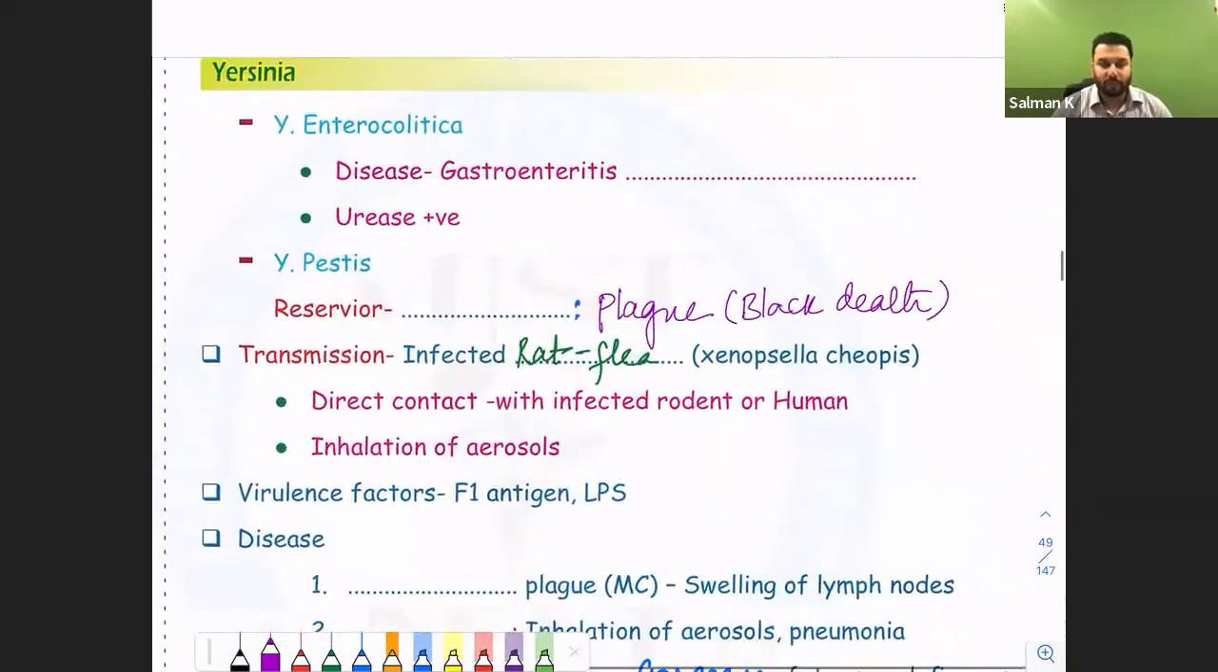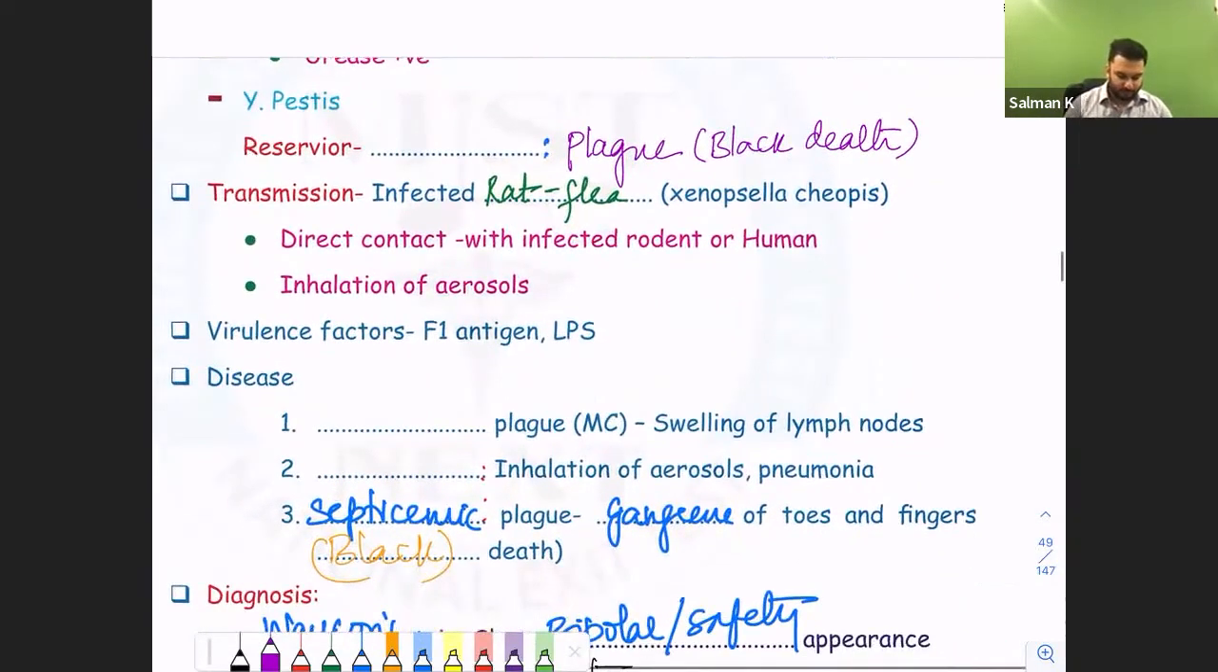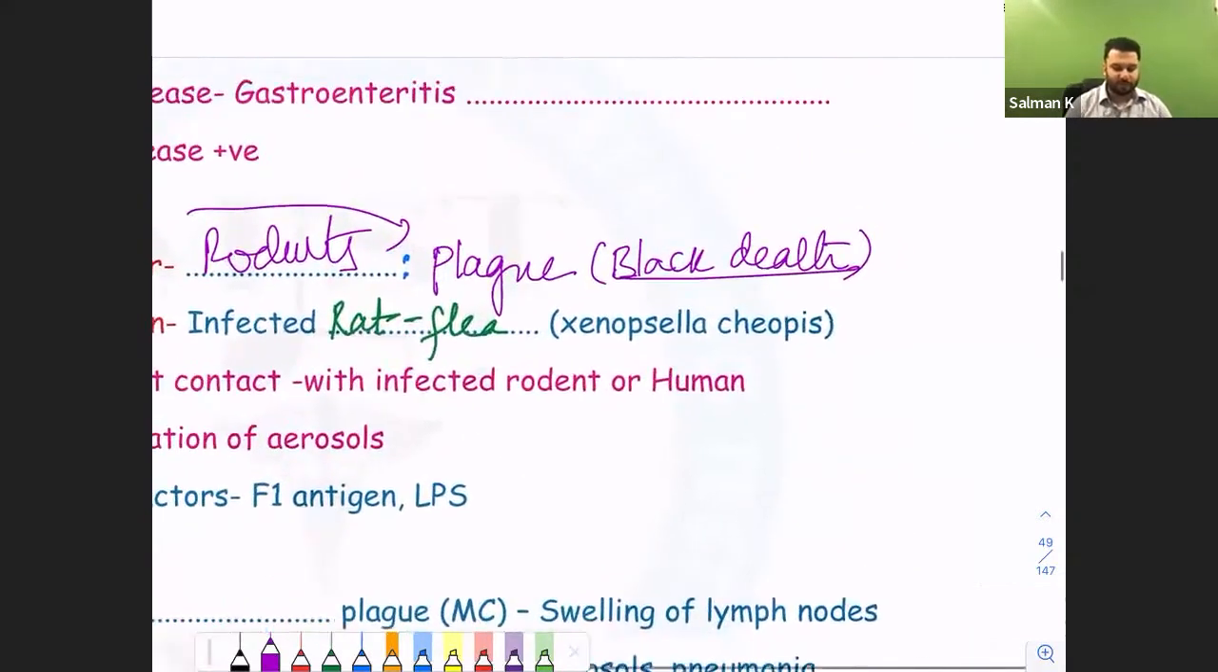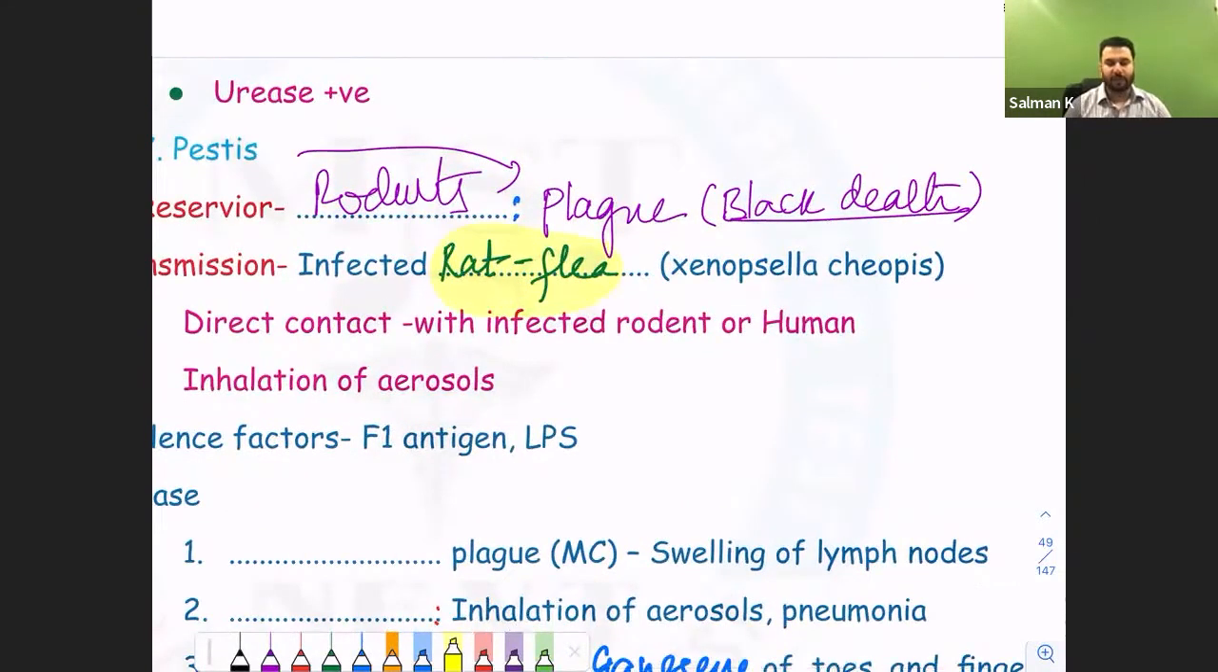Next, Yersinia. First, know Yersinia pestis is the causative agent of the disease called plague. This would be an important topic. Please know that the reservoir for this is rodents or rats. Rodents are the ones that can spread this disease. And how does this disease come from the rats to the human? It comes by the bite of the rat flea, Xenopsylla cheopis.